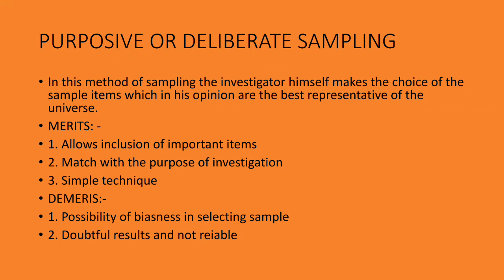Next method is purposive or deliberate sampling. In this method of sampling, the investigator himself makes the choice of sample items which in his opinion are best representative of the universe. So here each and every item does not get an equal chance of being selected as a sample, because here the investigator himself chooses the sample taking into consideration the purpose of investigation.